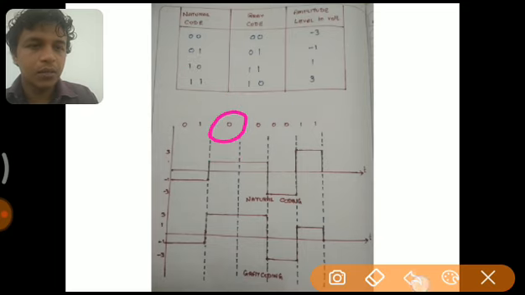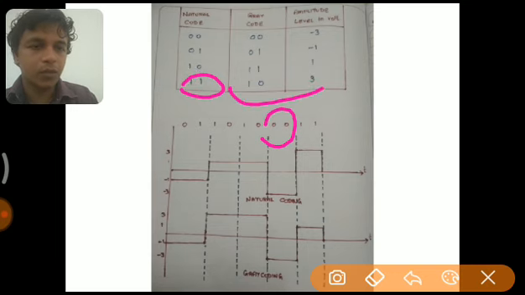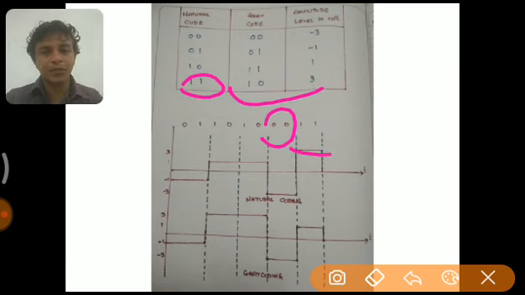Again, the next symbol is 1 0. It also takes an amplitude level of 1 volt. The next symbol is 0 0. 0 0 has an amplitude level of -3 volts, so that is shown here. The next symbol is 1 1 and it has an amplitude level of 3 volt and it is shown here. So this is natural coding.